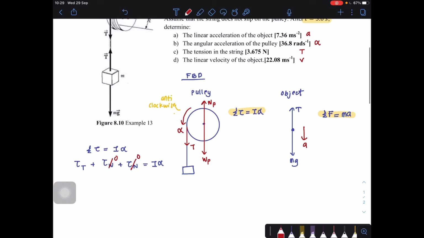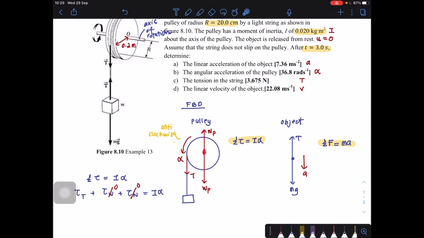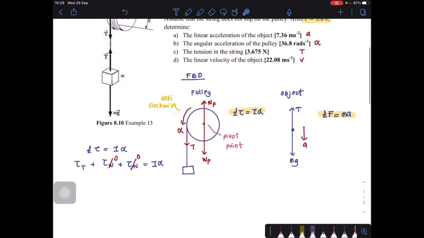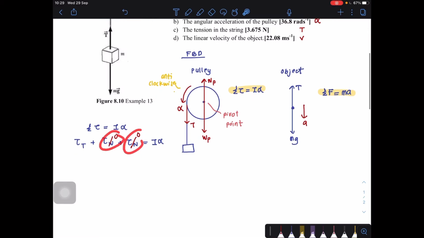Kenapa sama dengan kosong? Sebab dia ngam-ngam dekat axis of rotation. Ni kita punya axis of rotation dekat tengah. So here is the pivot point. So remember before this we learned that kalau dekat pivot point, torque akan always sama dengan kosong. So kosong lah these two. So now we are left with the torque by the tension.